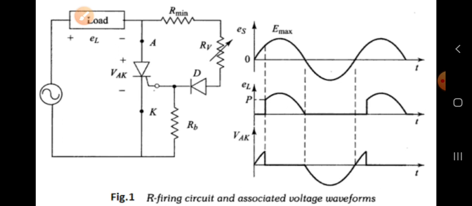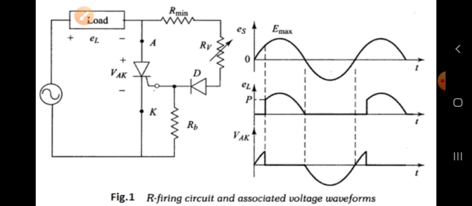So here we mainly have three circuits. The first one is R triggering, the second one is RC triggering, and the third one is UJT triggering. Today we will go to the first one, that is R triggering. How will resistor triggering help the SCR to turn on?